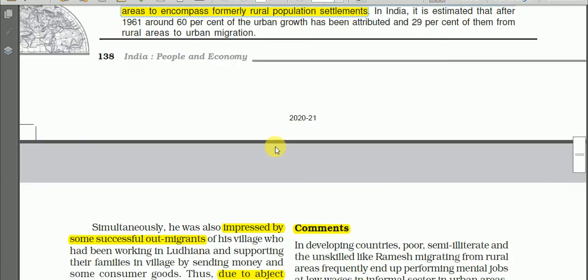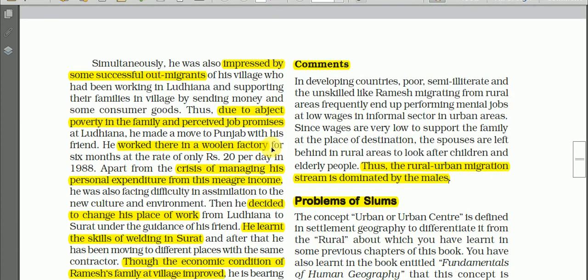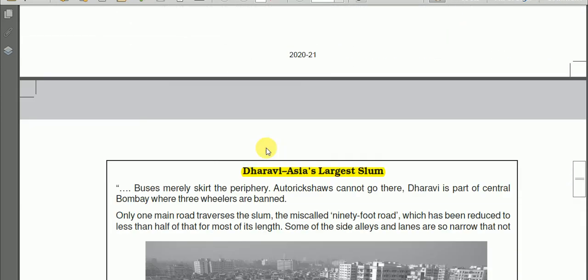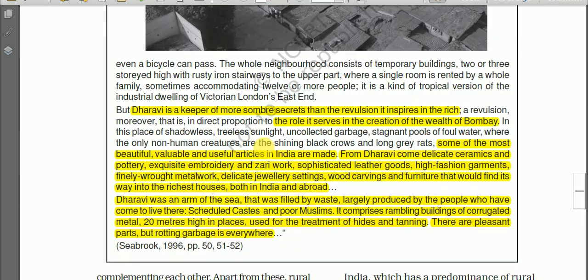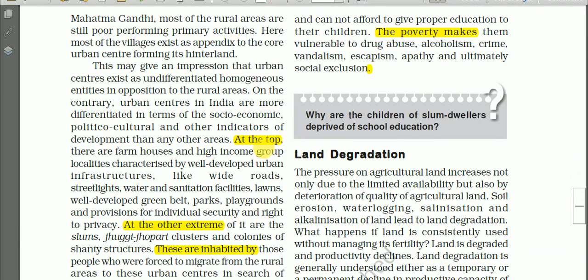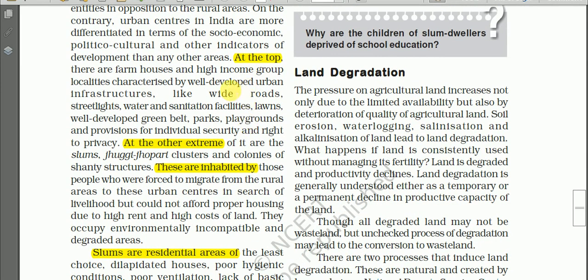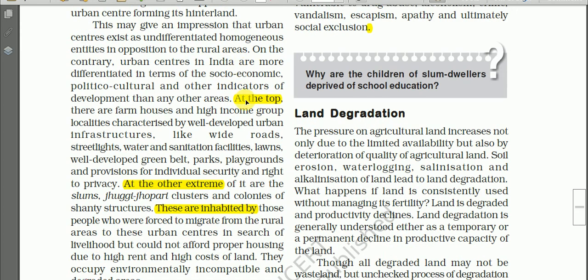Now let us go to the problems of slums. So what are slums? Here the problems of slums are given. See, in these lines you will find the facilities provided by the big cities on one side, and on the other side we have the problems of slums.